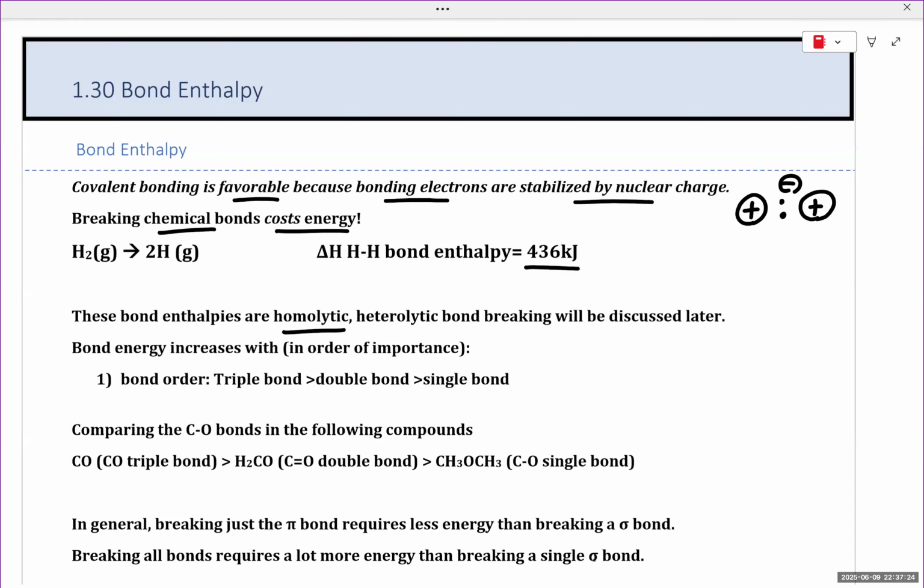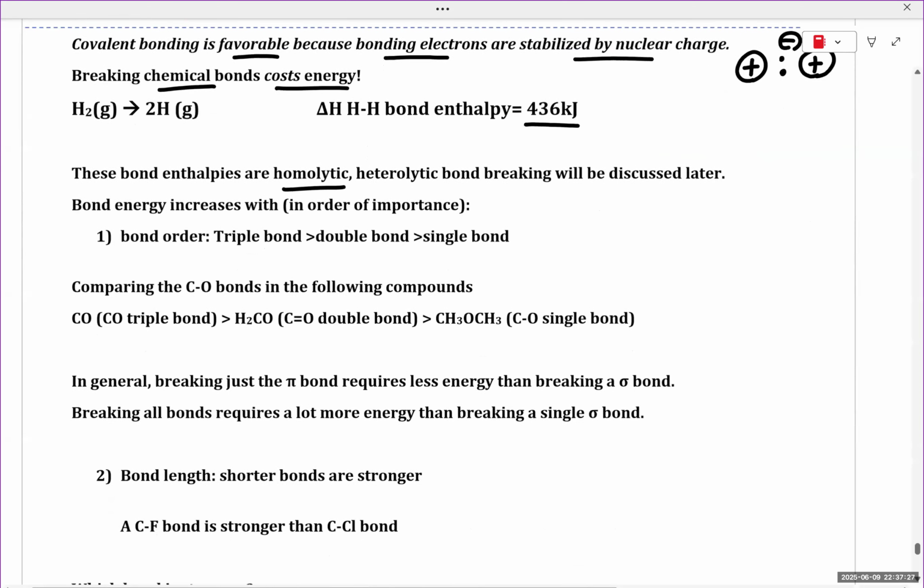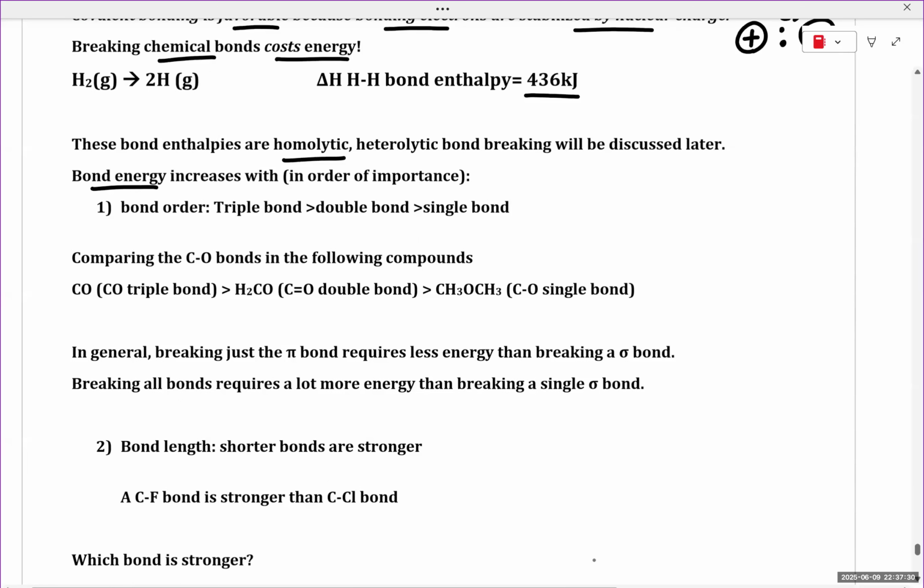Heterolytic bond breaking will be discussed later. In general, bond energy and bond enthalpy increases with, in order of importance, bond order. Triple bonds take a lot of energy to break, more so than double bonds, more so than single bonds. An example of this is if we look at the bond enthalpies in carbon monoxide, formaldehyde, and dimethyl ether. The bond enthalpy required to break the carbon-oxygen bond in carbon monoxide, which is a triple bond, takes a lot more energy than breaking the carbon-oxygen single bond found in dimethyl ether.